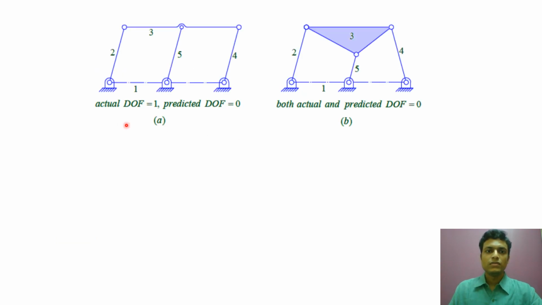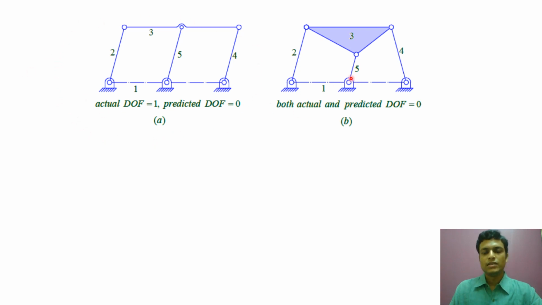Now we have already explained that for this mechanism the actual degree of freedom is 1, but by the formula we predicted degree of freedom 0. The mismatch is due to the redundant link number 5 or 4, because they have the same function. So here exists one redundant link and our formula does not work perfectly.